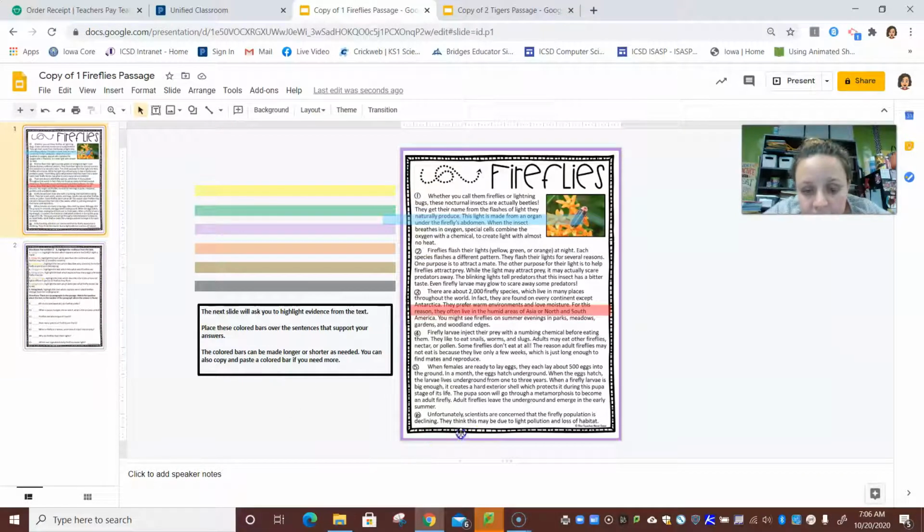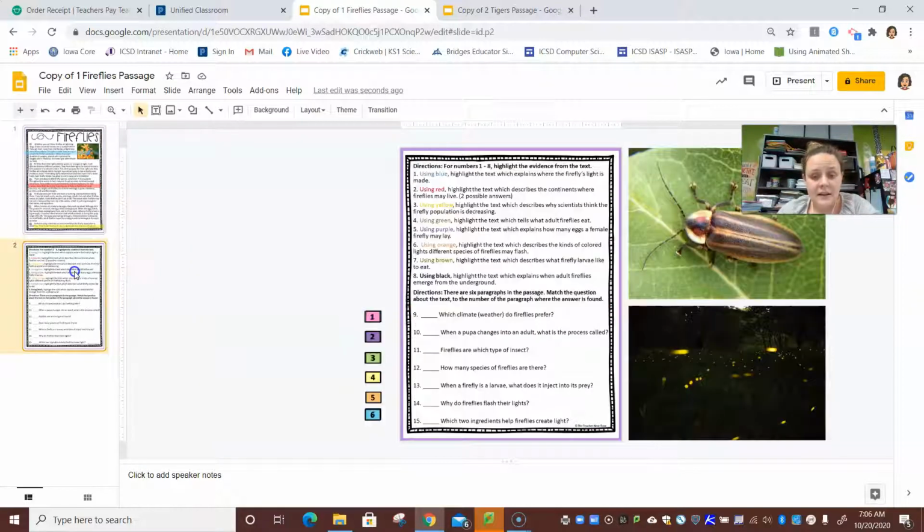So it said, unfortunately, scientists are concerned that the firefly population is declining. They think this may be due to light pollution and loss of habitat. So there's the evidence right there about why they think that happens. Using green, highlight the text which tells what adult fireflies eat.